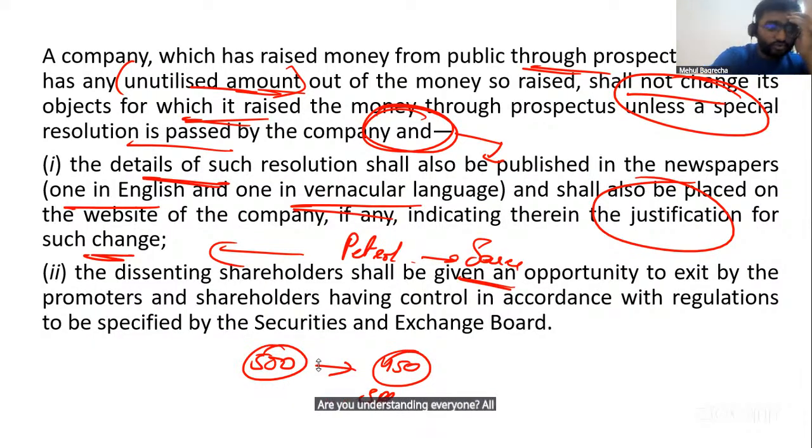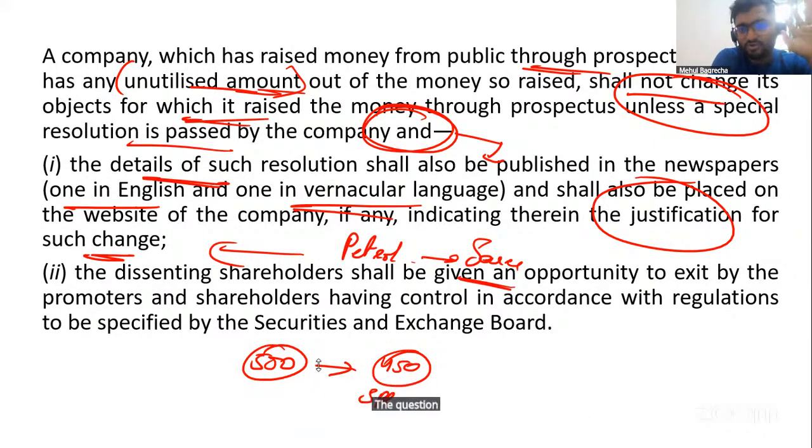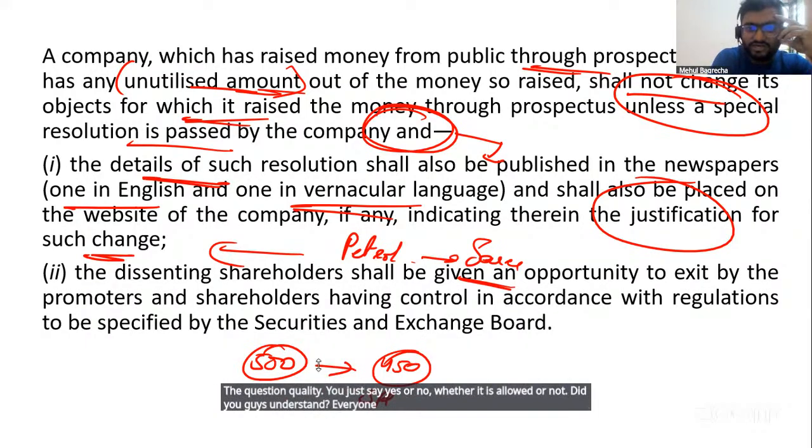I remember one of the students came back and told me, sir, I've written the question is not right at all. You don't examine the question quality. You just say yes or no, whether it is allowed or not. Did you guys understand? Everyone? Crystal clear. For those of you who didn't understand, circle the word.